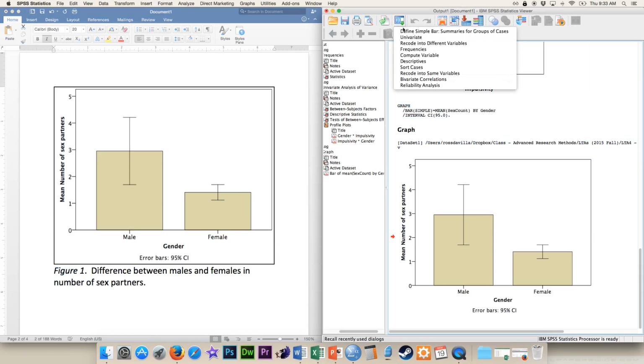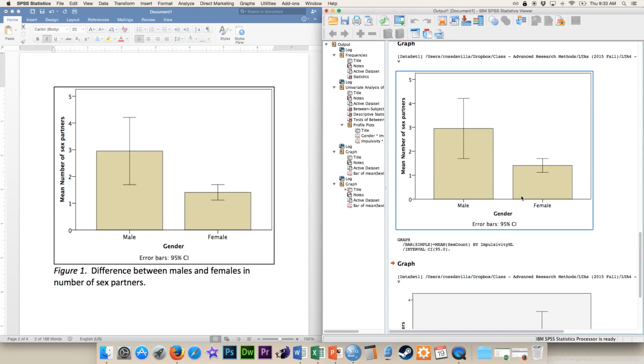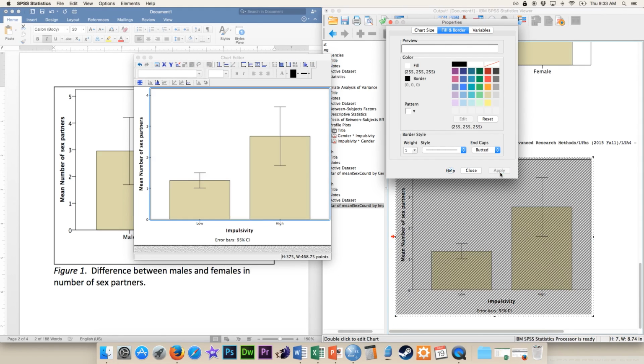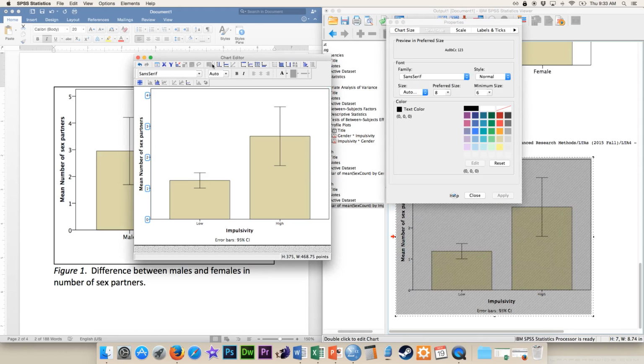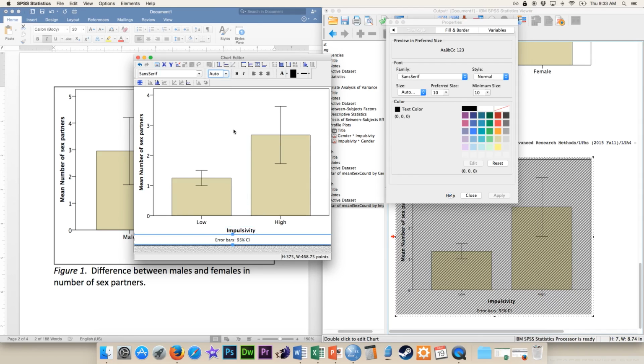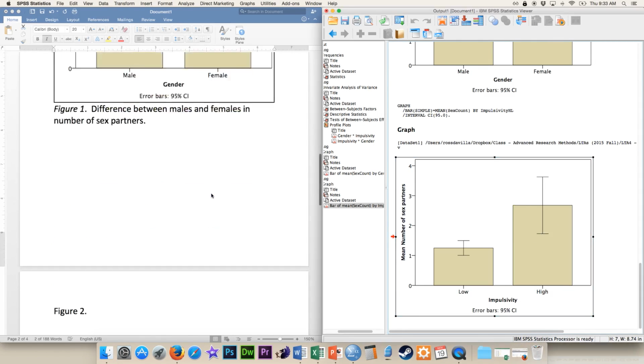And then the last thing we need to do is kind of the same thing, but for impulsivity. I'll just call upon that again. And here I'll just switch out gender for impulsivity and click OK. There again, we see our big effect. I'm just going to change the background color and just make sure that all the text is nice and big, easy to read. And copy and paste that in here.